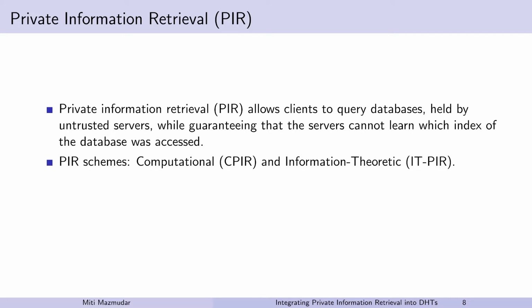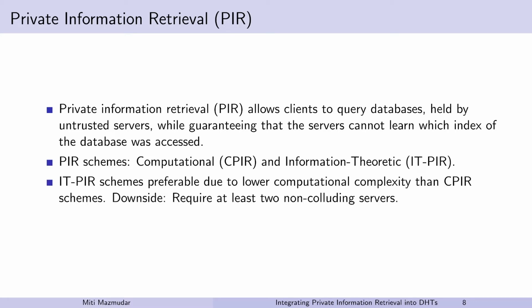PIR schemes are classified into one of two types, depending on their threat model: computational or information theoretic schemes. Computational PIR or CPIR schemes rely on the hardness of cryptographic problems. Information theoretic or IT-PIR schemes require two or more servers that host the same content. The threat model of IT-PIR schemes requires that all of these servers do not communicate or collude with each other. IT-PIR schemes are preferable to CPIR schemes in terms of performance. Specifically, they have a lower computational complexity.